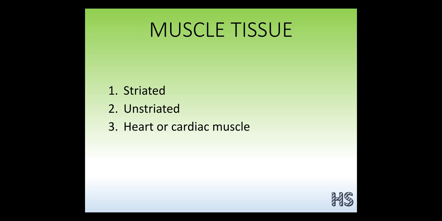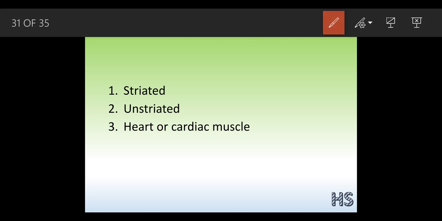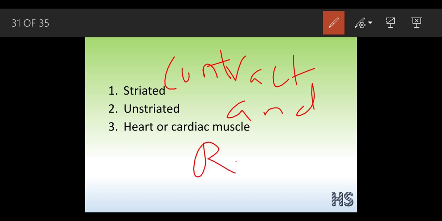Now we are going to move to the next type of tissue, that is the muscle tissues. The first interesting facts we will know. It forms the muscles of our body. The function of these muscles, first we should understand, is contraction and relaxation. The function of our muscles is to get contracted and to get relaxed.